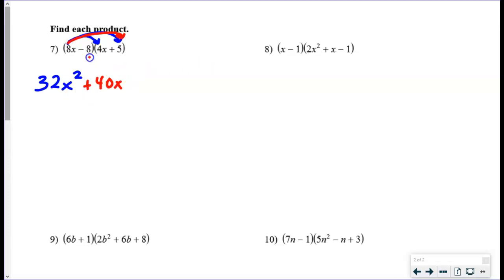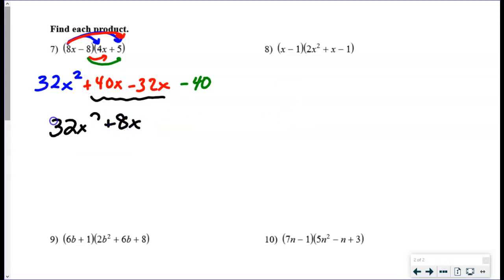And then keep distributing. Negative 8 times 4x is a negative 32x. And then your final distribution, the negative 8 times the 5 would be a negative 40. So again, you always want to simplify everything. So I notice we have some like terms here in the middle. 40x minus 32x. This becomes a, let's see, positive 8x. And everything else can just drop down. So 32x squared plus 8x and then minus 40, I believe, is your simplification.